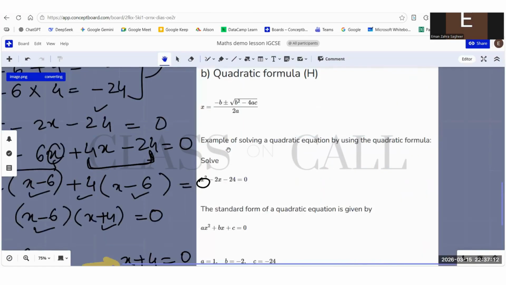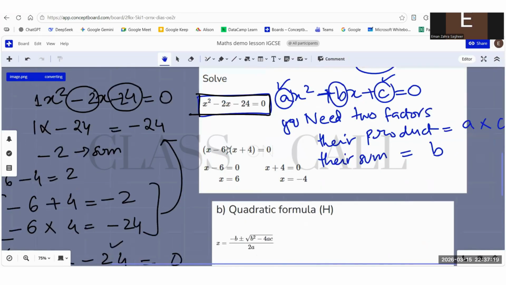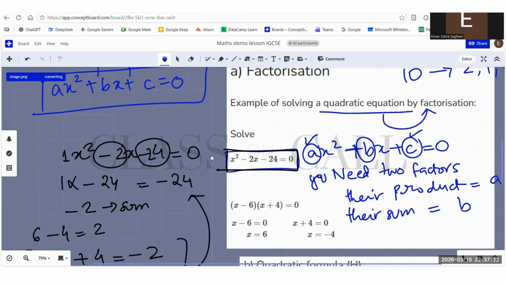Next is to solve this quadratic equation, okay, through quadratic formula. Why do we use quadratic formula? You might ask this question, and it's a good question, because if we can do factorization, why do we need quadratic formula in the first place? So the answer is simple. Sometimes we have a quadratic equation which basically cannot have any factors.